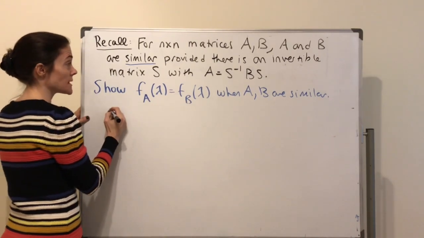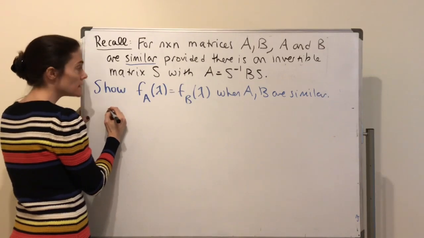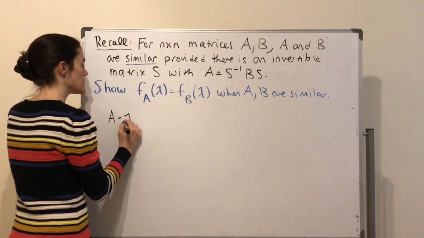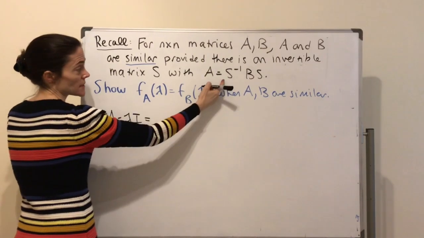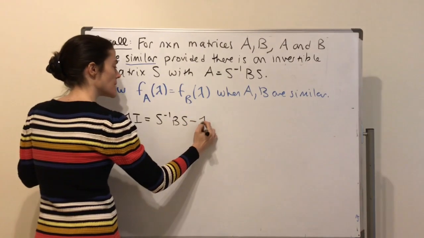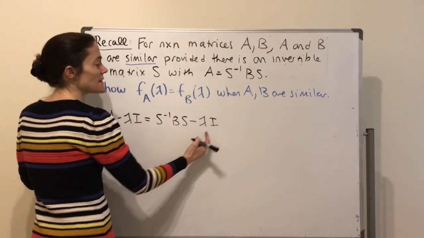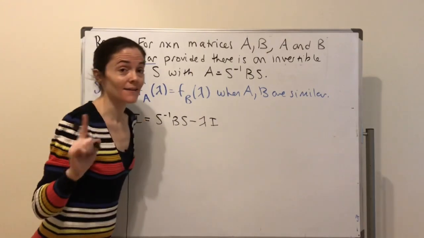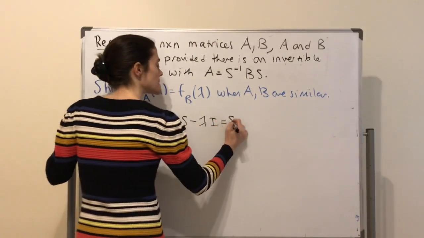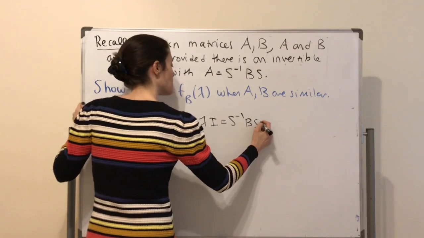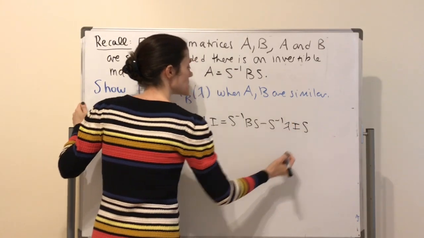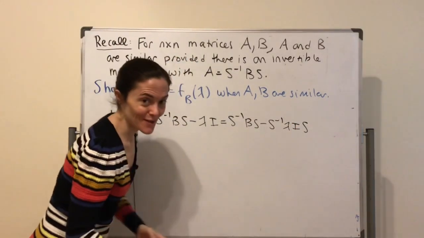Well, first, let's just think about this. If I take, let's say, A minus lambda I, and I have this, right? This is S inverse BS minus lambda I, but this is the identity, and this is a constant scalar, right? So I can write this as follows. I can write this as S inverse BS minus, I'll put the S inverse lambda I S, because let's think about it for a moment.